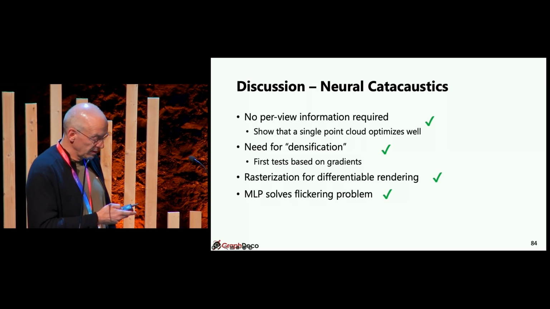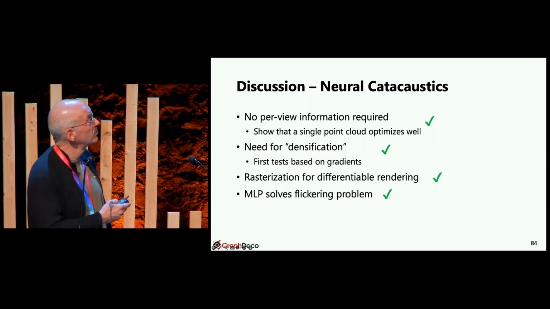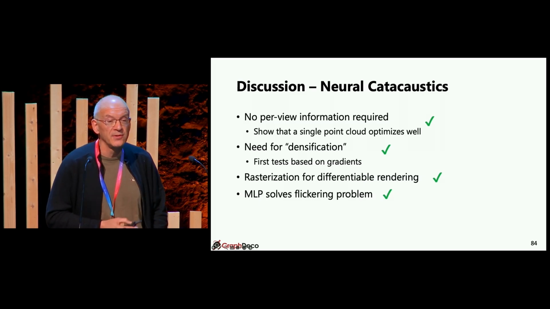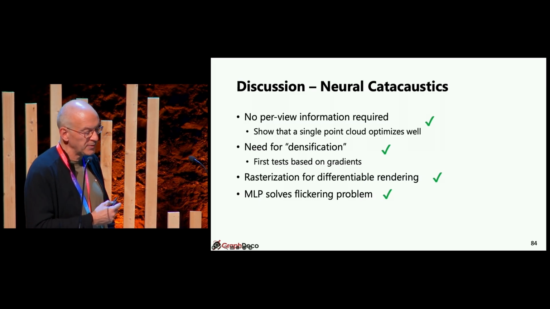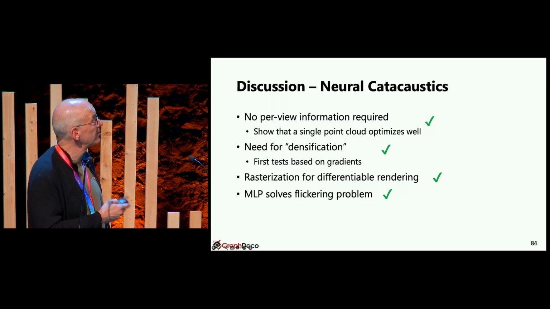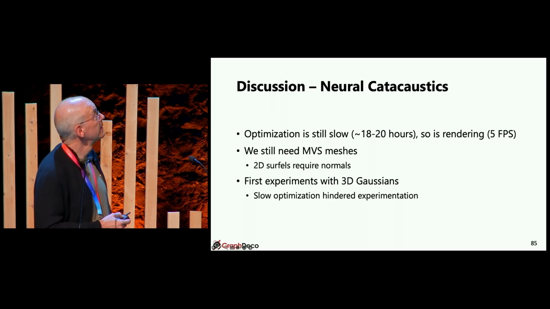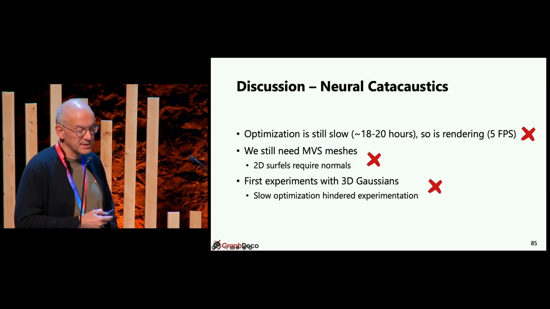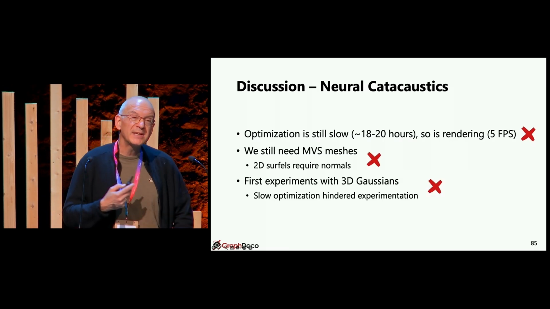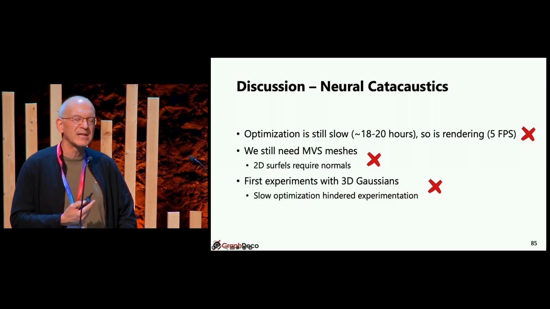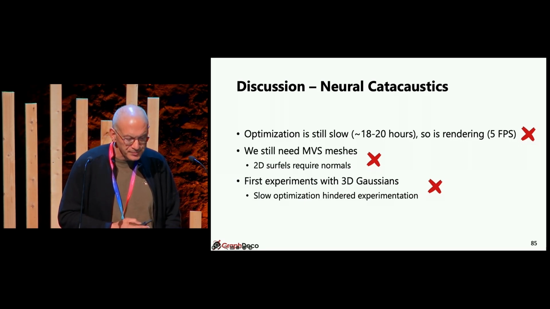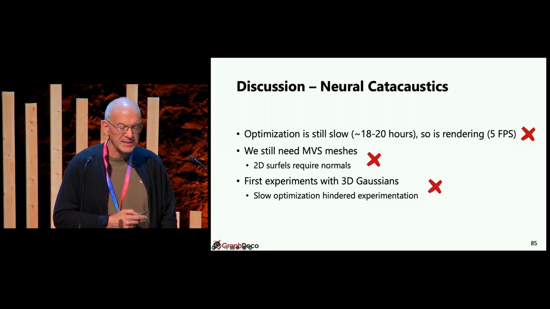The second important element, which was, again, a precursor of what we did for Gaussian splatting, was the need to densify. So we first test based on gradients, and we had rasterization for differentiable rendering and the MLP I talked about before. So again, the optimization is still slow, and we didn't really understand why, right? Why was it so slow? Why did it take so long? It was rasterization. It should be much faster. And we still needed the MVS meshes because we needed the normals.